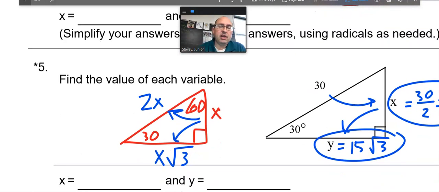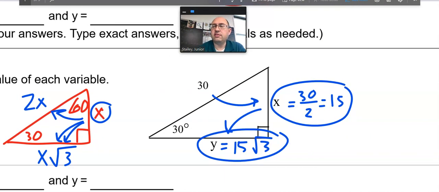Question 5. Now we're dealing with a different one, the 30, 60, 90 right triangle. Everything is based on what we call the short leg, the one across from the 30-degree angle. If you want to know the hypotenuse, you double it. If you wanted to go backwards from the hypotenuse to the short leg, you'd cut it in half. If you want to go from the short leg to the long leg, you multiply by radical 3. Obviously, if you want to go backwards, you divide by radical 3.